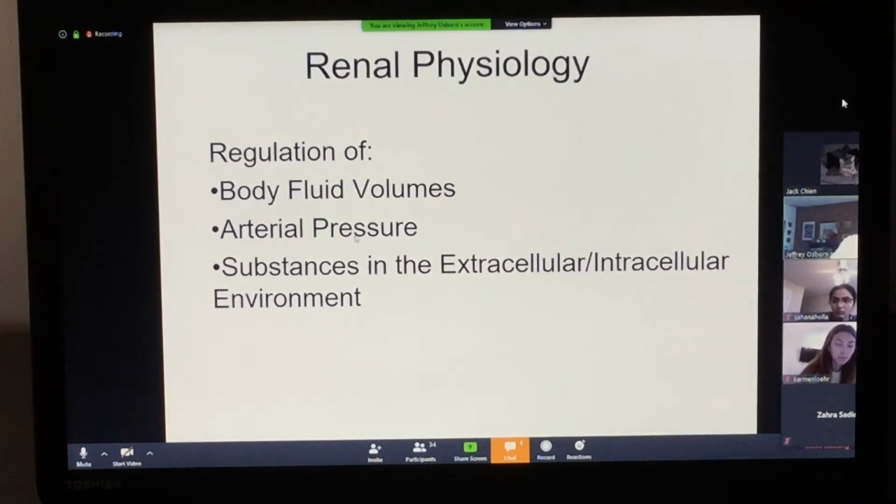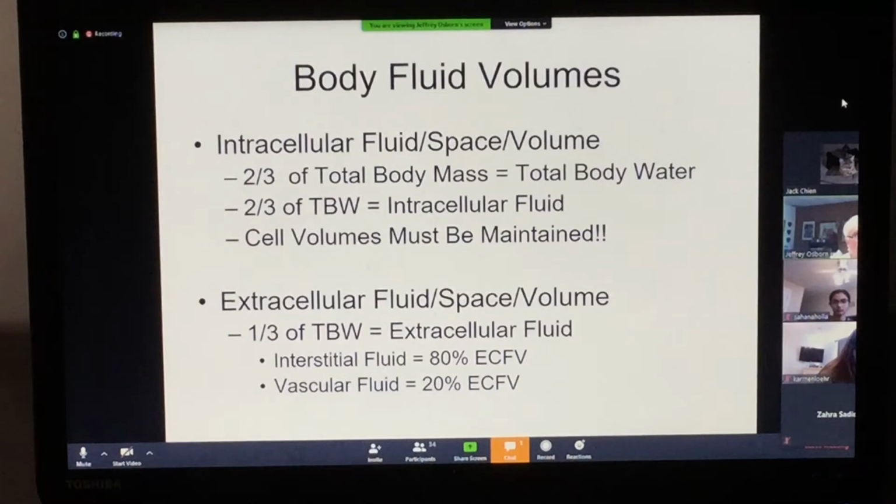So we ended up last Friday talking about the fact that the kidney is really responsible for arterial pressure and body fluid volumes, extracellular fluid volume regulation, and intracellular fluid volume regulation. We talked about how you can calculate intracellular and extracellular spaces. Now these aren't precise calculations, these are estimations. Total body water is 2/3 of total body mass. 2/3 of total body water then is intracellular fluid.